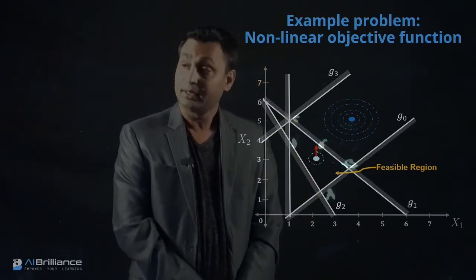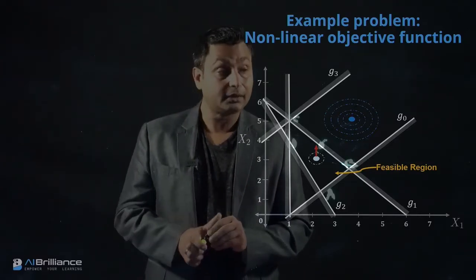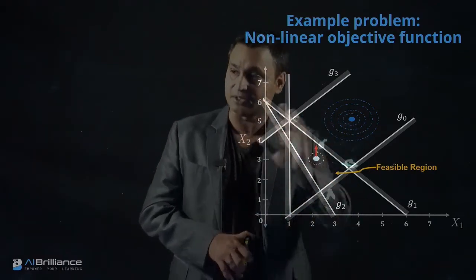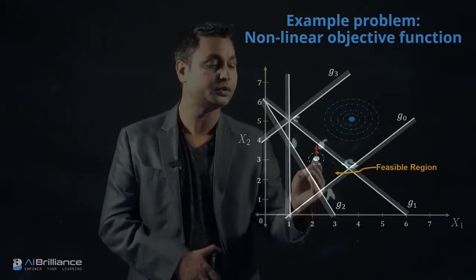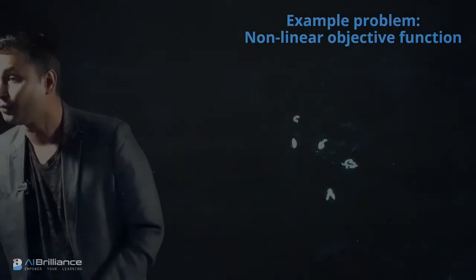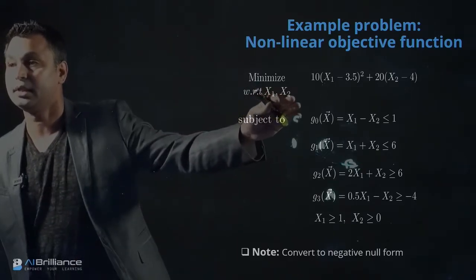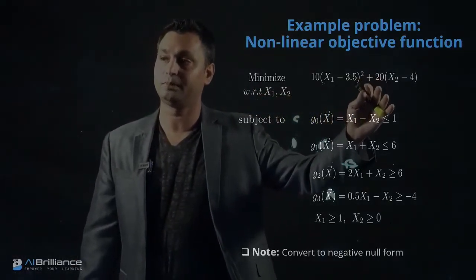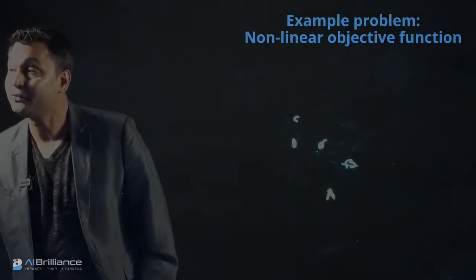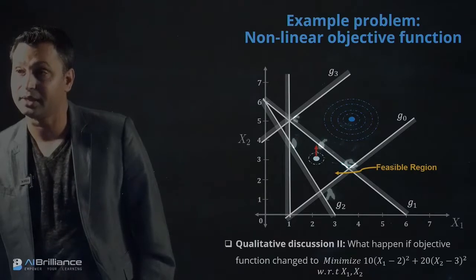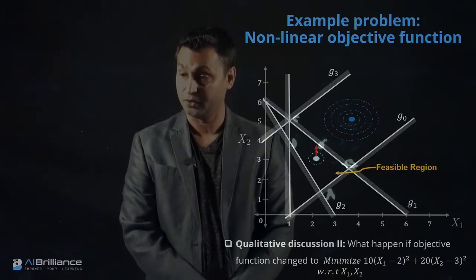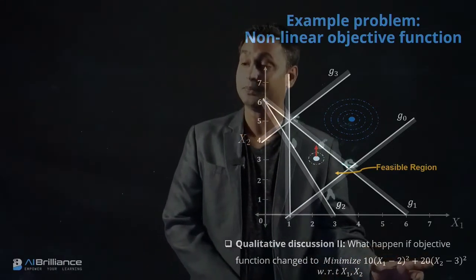Okay, but if we choose a different objective function, not the one that we have listed, and let's say we have the same set of constraints which defines this feasible region, given by A, B, C, D, but we change the objective function from what we have here, which is 10(x1 minus 3.5) squared plus 20(x2 minus 4) squared, and change that slightly, but we have the same set of constraints, right? And let's say this is the new objective function, where we are minimizing this function, right?